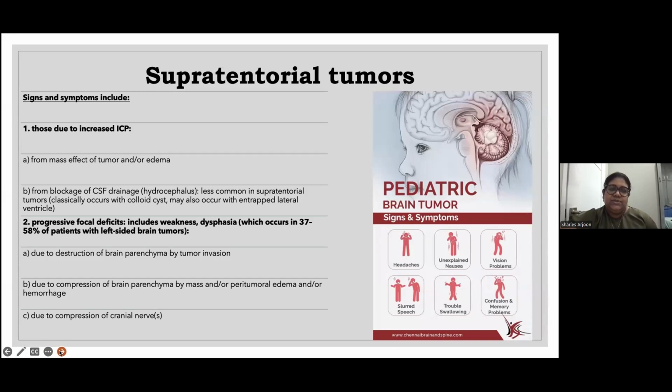With regard to supratentorial tumors, the signs and symptoms are similar to those discussed before. Those due to increased ICP could be from mass effect of the tumor or edema, or from blockage of CSF drainage leading to hydrocephalus. It is less common in supratentorial tumors when compared to infratentorial tumors. There's progressive focal deficit, and this includes weakness and dysphagia, which occurs in 37 to 58% of patients with left-sided brain tumors. This is due to destruction of the brain parenchyma by tumor invasion, due to compression of the brain parenchyma by mass or peritumoral edema or hemorrhage, and due to compression of the cranial nerves.